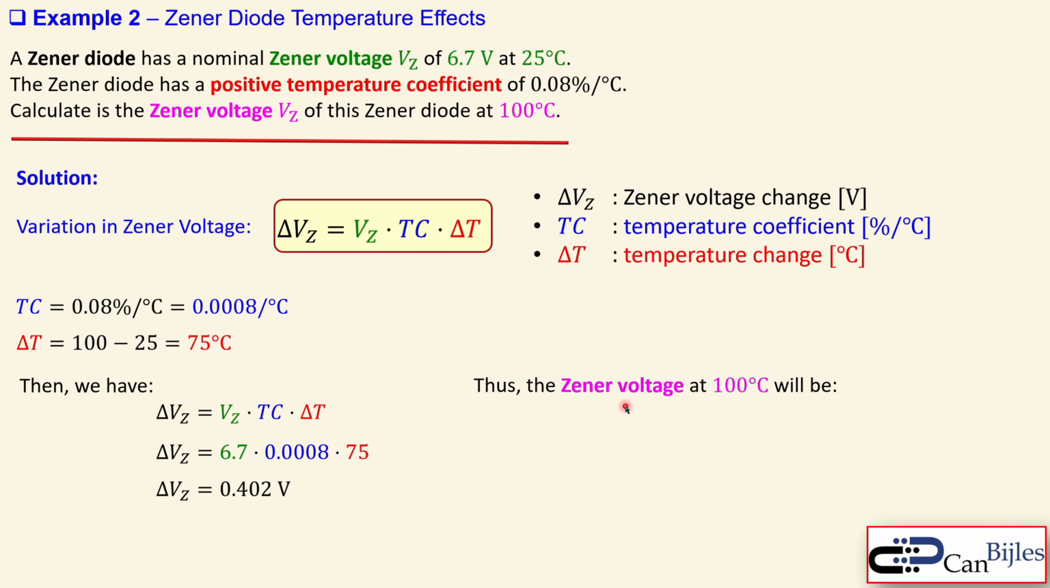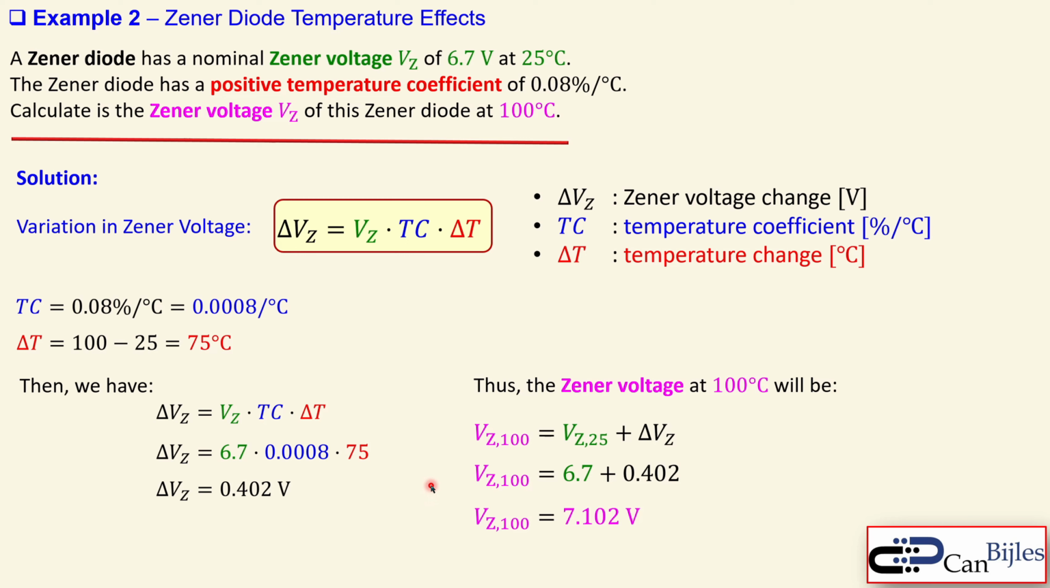So the Zener voltage for this Zener diode at 100 degrees will be the Zener voltage at 25 degrees plus this additional change. Why plus and why not minus? Because of the positive temperature coefficient. If this was, for example, a negative temperature coefficient, then you should do a minus here. And then you will get this, and the result will be approximately 7.1 volts for your Zener voltage.